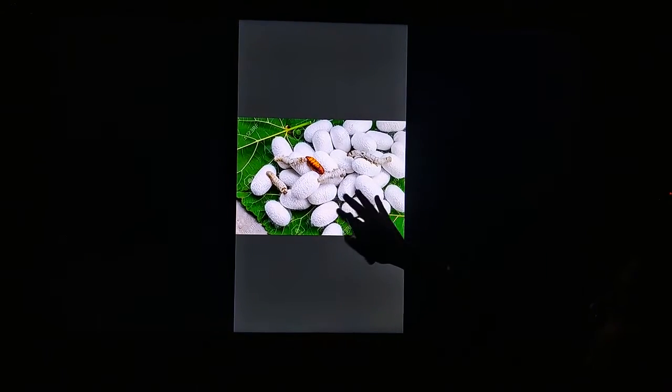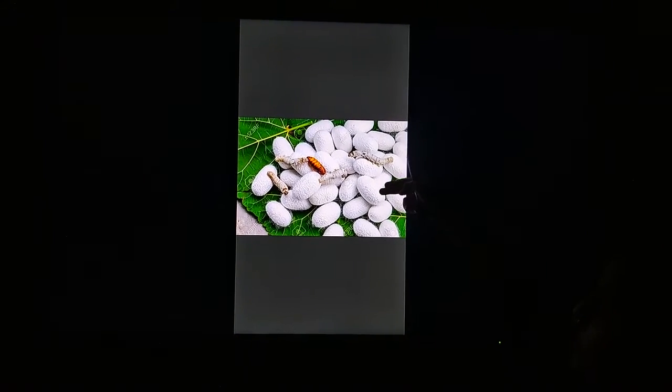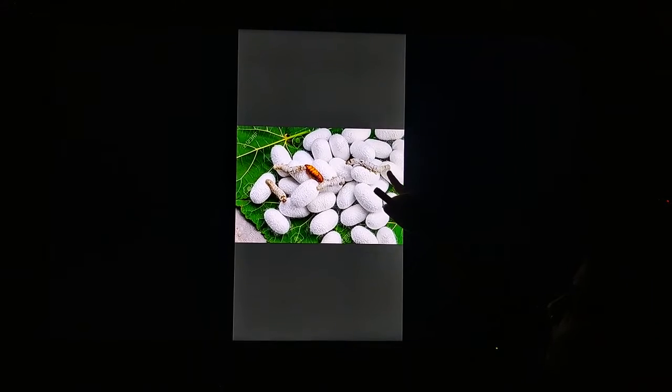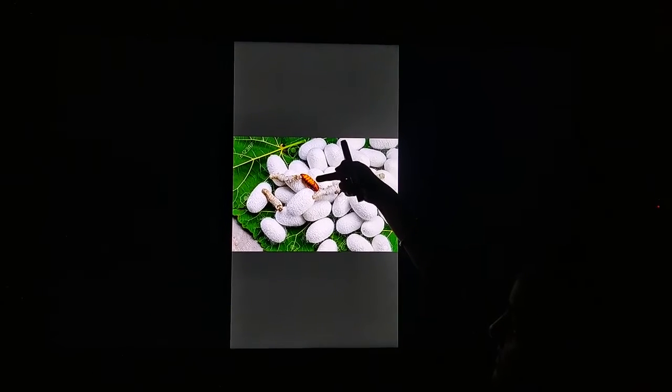So here you can see the three different stages. This is the cocoon, you can see the larva, which you can also call a caterpillar or a silkworm. And this you can see is the pupa. So I hope the life cycle is clear.